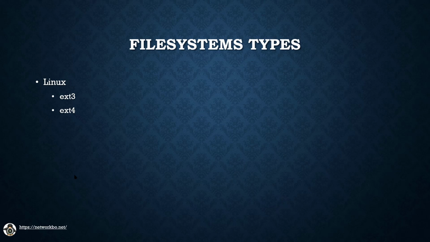Some common Linux file system types are the ext3, also called ext3fs. This is a descendant of the original Linux ext file system. It supports files up to 2 terabytes with a total file system size of 16 terabytes. It supports journaling as well as faster startup and recovery.